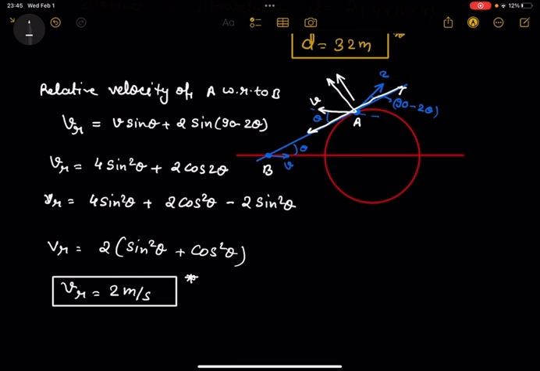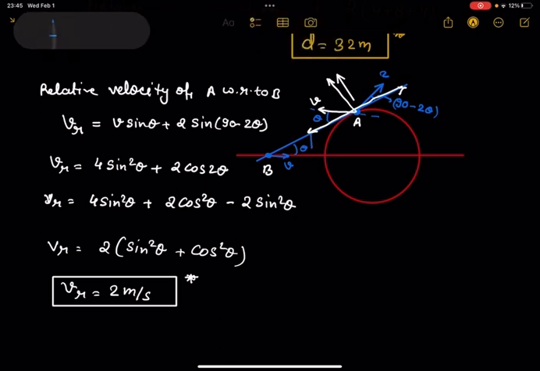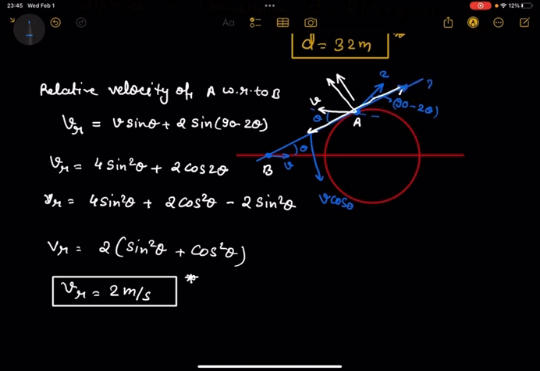Understood? This is simple. One thing I tell you, suppose anyone has a confusion, I already proved that V cos θ is equal to 2 cos(90 - 2θ). Because they are always maintaining the length, the relative velocity is always along this direction. So these directions are the same and parallel. Because of this reason, we can add these velocities. So V sin θ, the velocity of B, plus 2 sin(90 - 2θ).